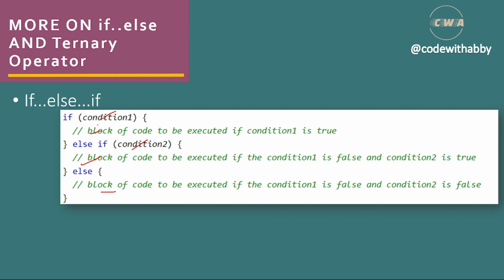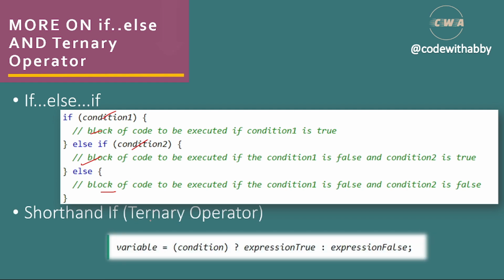And these three can also be written like a shorthand of if using the ternary operator. So how this goes: this is a condition, and if this condition is satisfied, then this value, but if this condition doesn't satisfy, then this value. So we will take all these three examples in practical.